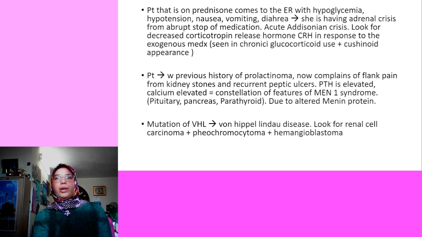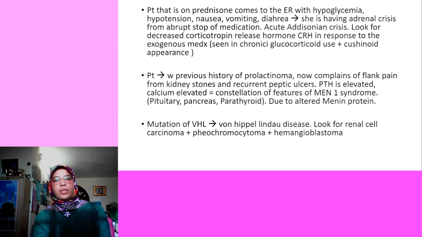A patient that is on prednisone comes to the ER. Hypoglycemia, hypotension, nausea, vomiting, diarrhea. She's having adrenal crisis. How did this happen? She probably abruptly stopped her medication. So this is acute Addisonian crisis. You want to look for decreased corticotropin releasing hormone in response to the exogenous medication. So remember, if I'm taking cortisol, I don't need my brain to be signaling for my adrenals, because I'm receiving it exogenously, so CRH is going to be decreased.